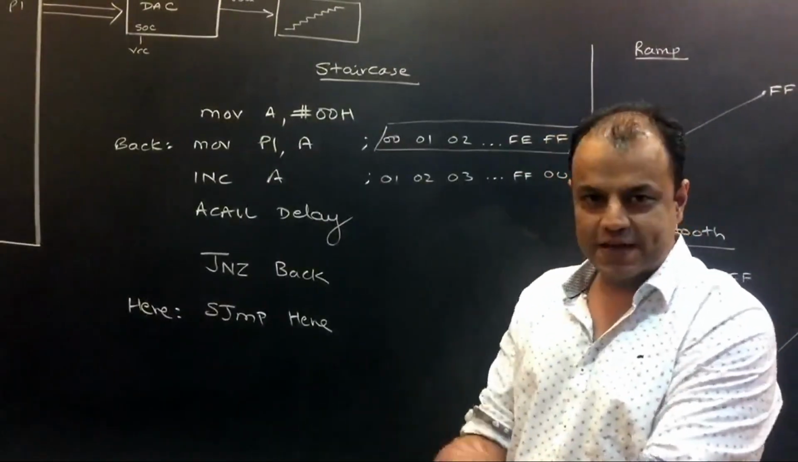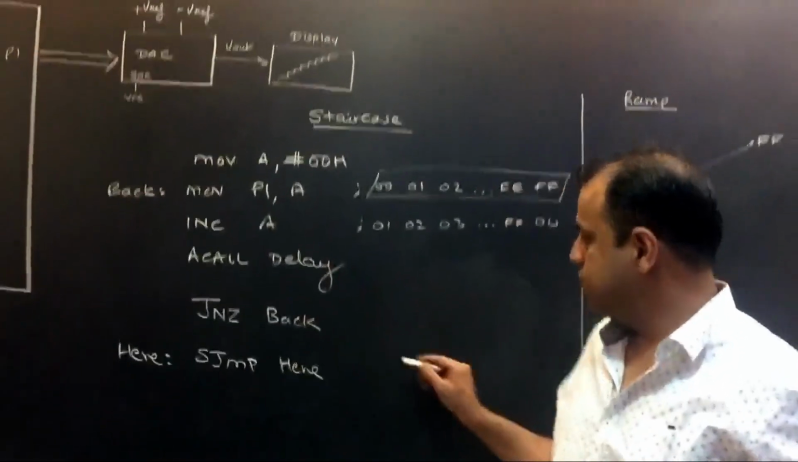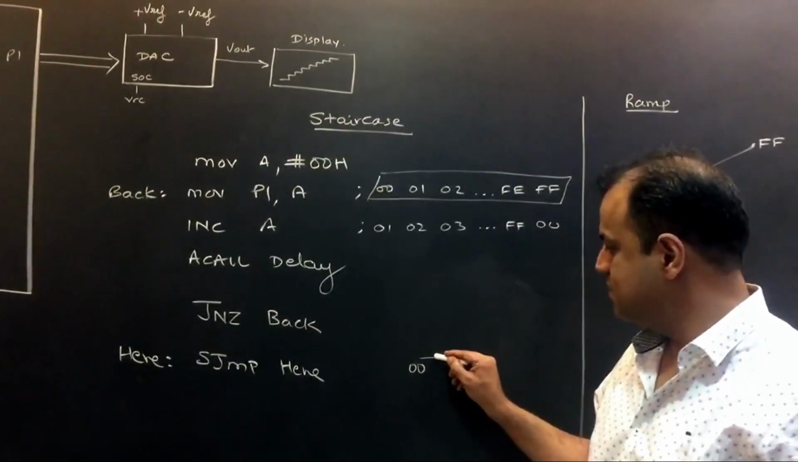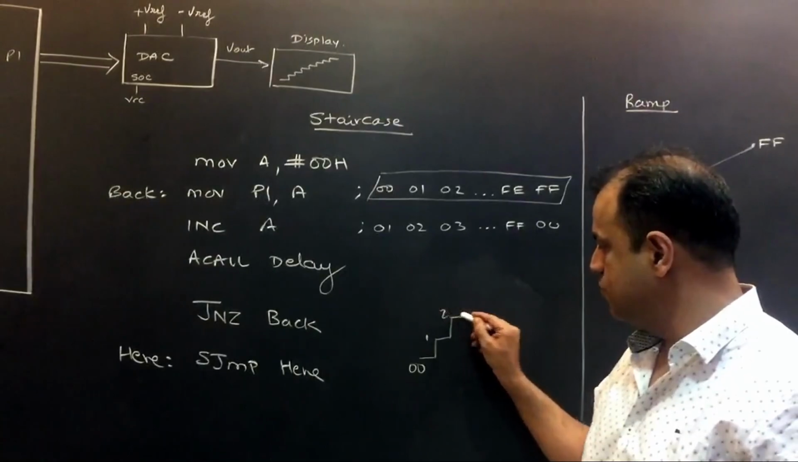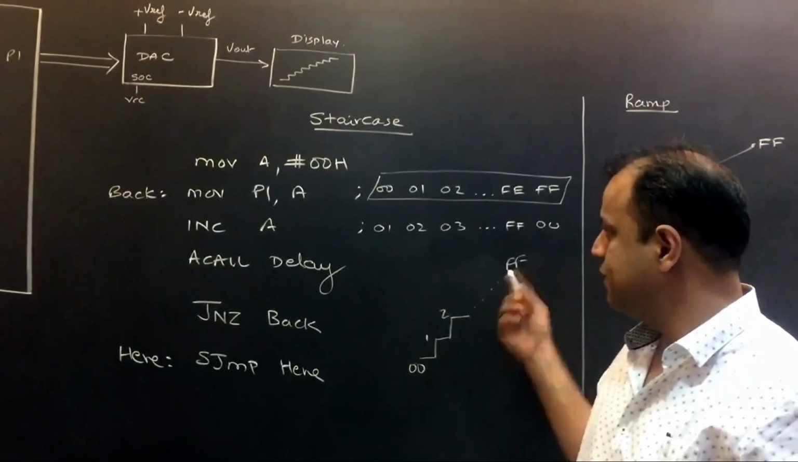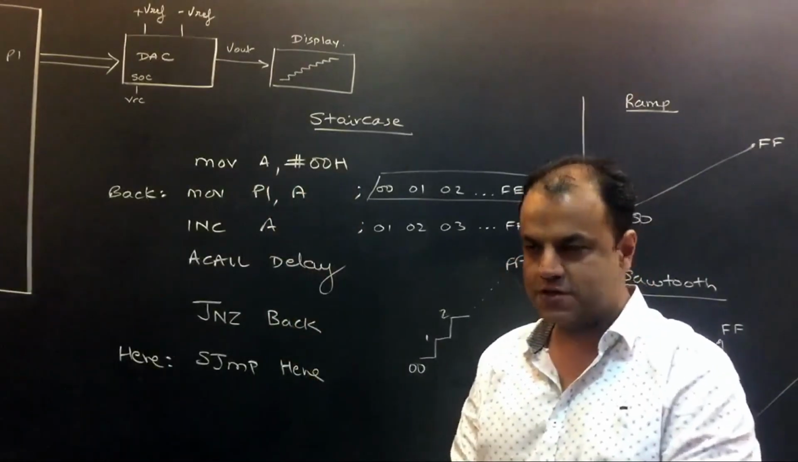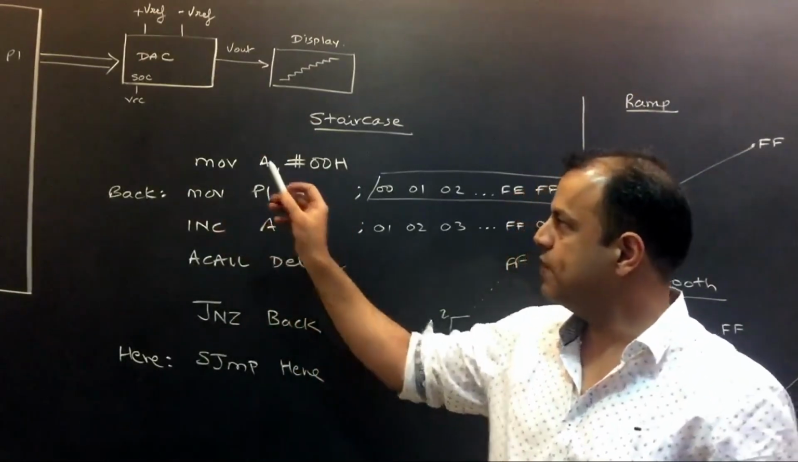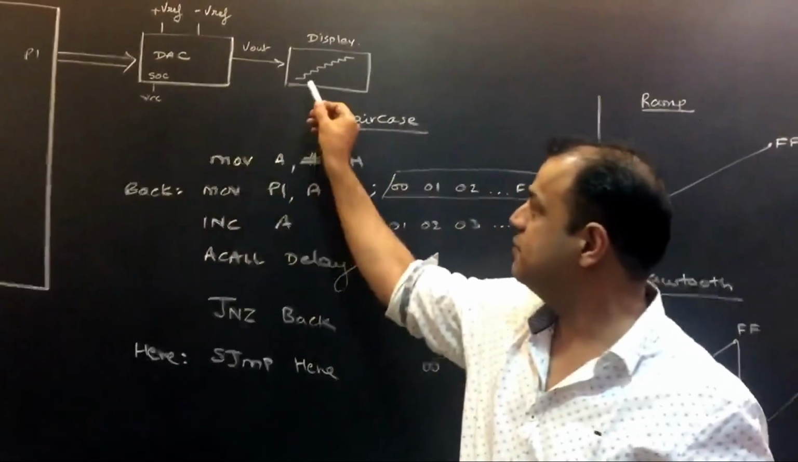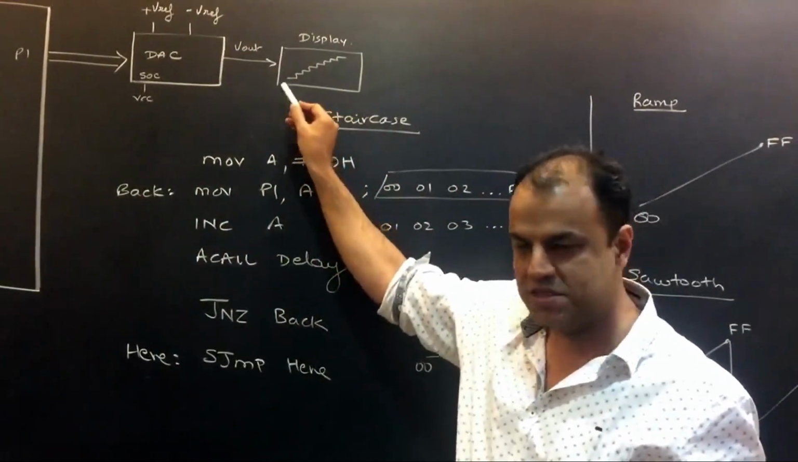So, to produce a staircase, what do you have to do? First, you will send 0, then you will send a 1, then you will send a 2, all the way up to FF. So that's your idea. Move A, hash 0, 0, so your first output is 0. Move it to port 1. So you send 0, 0, D to A converter will give the lowest voltage. So you got your lowest step.